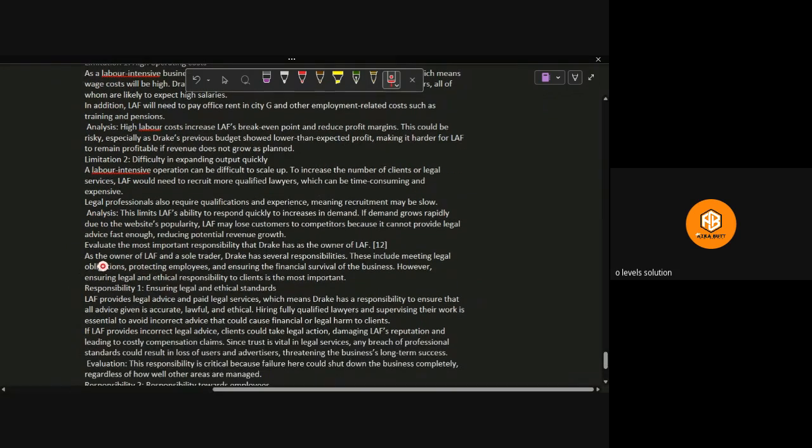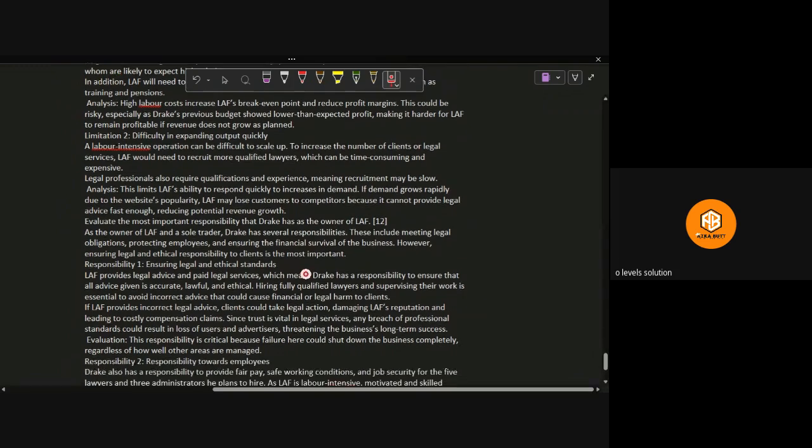The next question is: as the owner of LAF and a sole trader, Drake, evaluate the most important responsibility that Drake has as the owner of LAF. There are different responsibilities. First of all, I just talked about the first responsibility, where he has to ensure legal and ethical standards, because since he's a lawyer, LAF provides legal advice and paid legal services, which means that Drake has a responsibility to ensure that all advice given is accurate, lawful, and ethical.